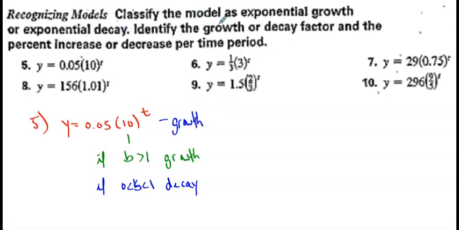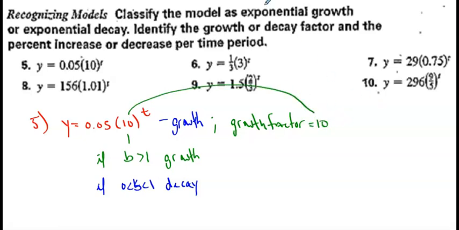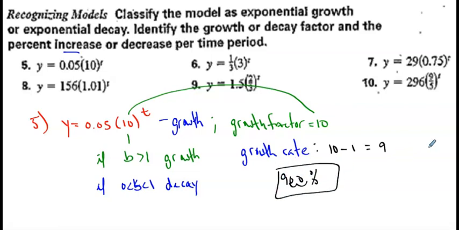Then it's asking me for the growth or decay factor. Well, in this case, it's going to be a growth factor. My growth factor is going to be my b value, 10. And then it asks for the percent of increase, really the growth rate. So I'm going to take my growth factor and subtract the 1 that I start with, and I have 9. 9 as a percent is moving the decimal over twice, and you have 900% increase.